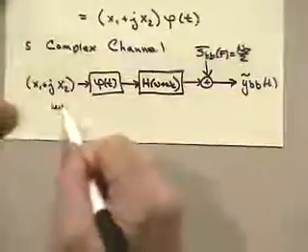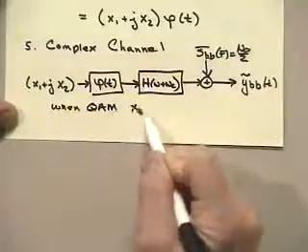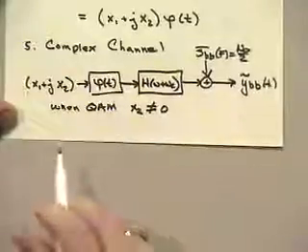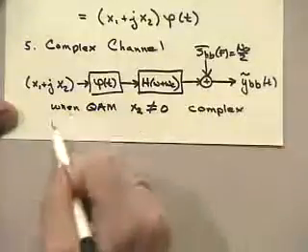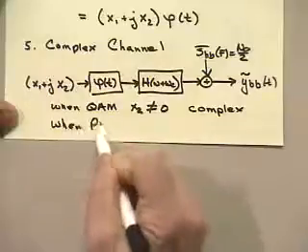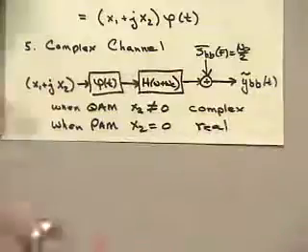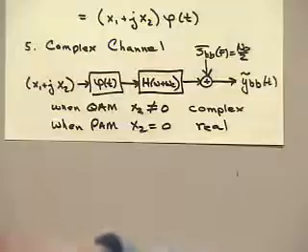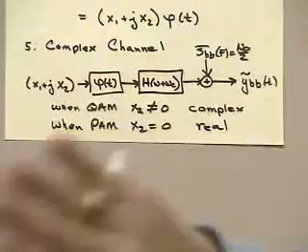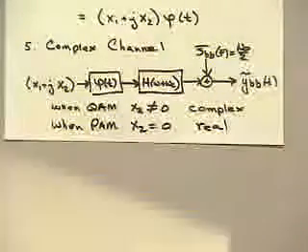So when QAM is used with this approach, x2 is not equal to 0, and I have complex signals everywhere. And when PAM is used, x2 is equal to 0, and I have real signals everywhere, so I can zero all the imaginary parts. So now I have a common format to describe a filtering effect in a channel for both of the two most heavily used transmission formats, PAM and QAM.